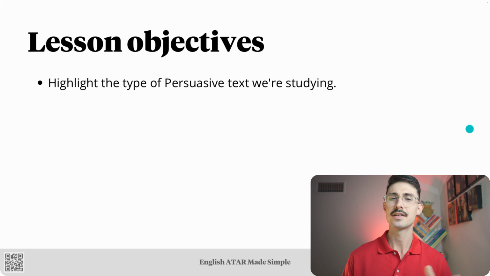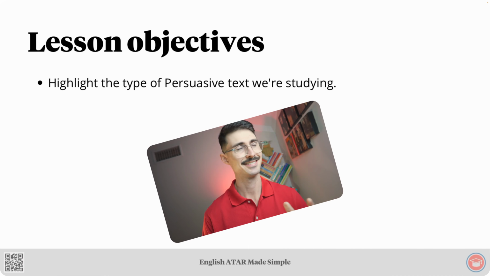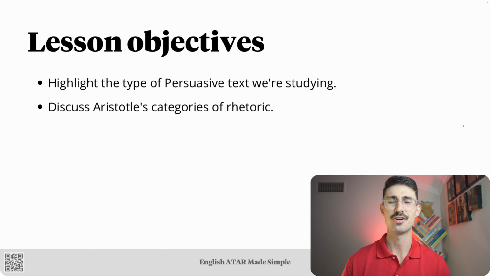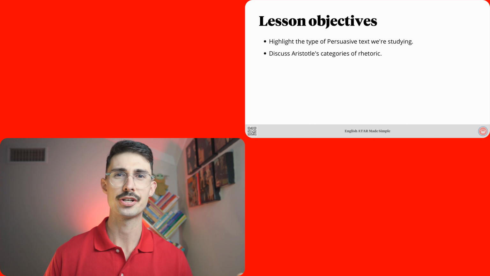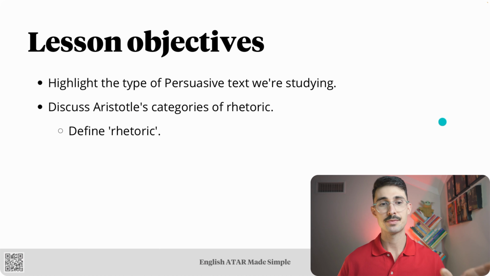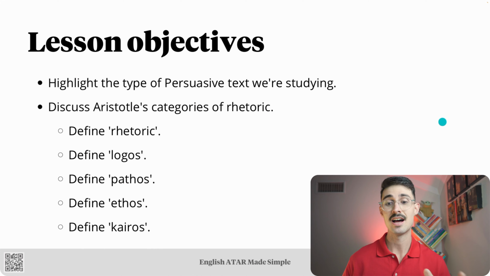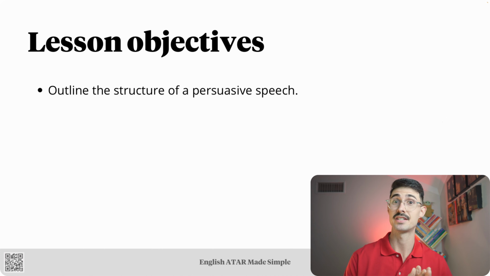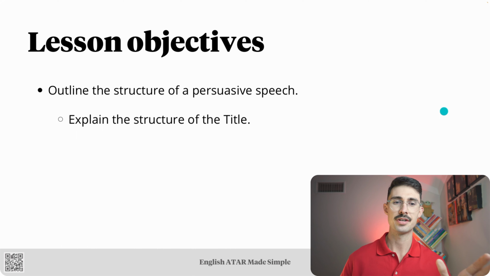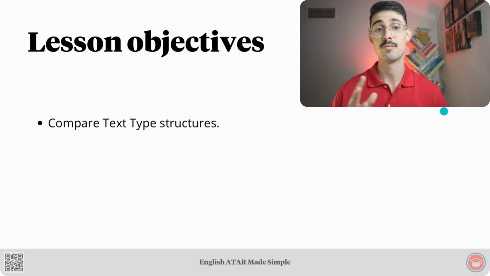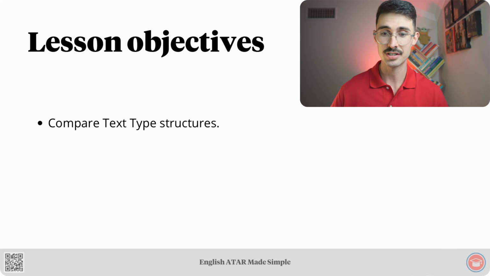First up, we will highlight the type of persuasive text we're studying. Oh, it's so exciting. Nerd! After that, we will discuss Aristotle's categories of rhetoric. I don't think I could have backed up that nerd comment with anything more nerdy than Aristotle's categories of rhetoric. In discussing all of this, we will define rhetoric, then we'll define logos, pathos, ethos, and kairos. After that, we'll outline the structure of a persuasive speech. Specifically, we'll focus on the structure of the title, the structure of the introduction, body paragraphs, and conclusion. From there, we will compare text type structures, and after that, outline a simple summary and call it a day.